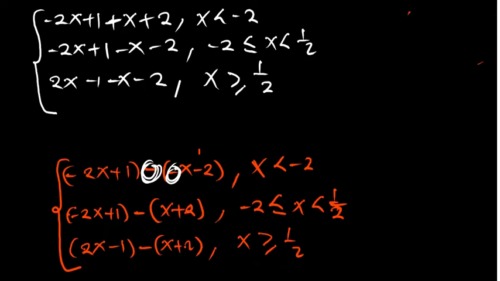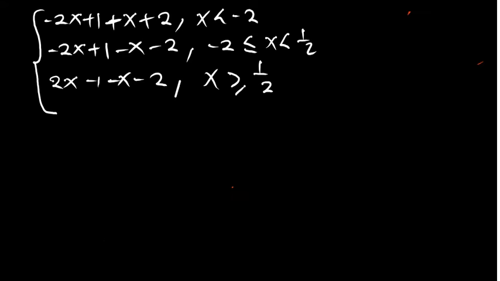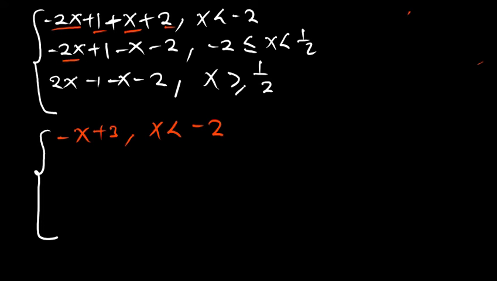I no longer need this, unless you have questions. Now I have to simplify this. I can clearly see that my final function is going to be this guy, and this guy is going to give me what? Negative x, right? Yes. So I'm going to have negative x. Then this guy and this guy, I'm going to get positive 3. The condition is that x is less than negative 2. This guy and this guy, I'm going to get negative 3x. This guy and this guy, I'm going to get what? Negative 1. The condition is that negative 2 is less than or equal to x, x is less than half.